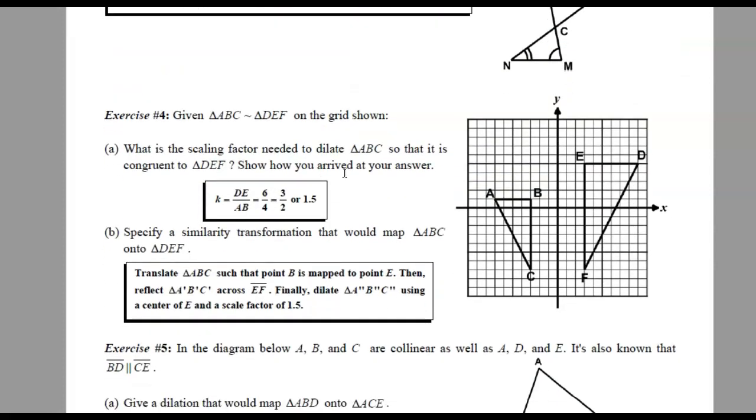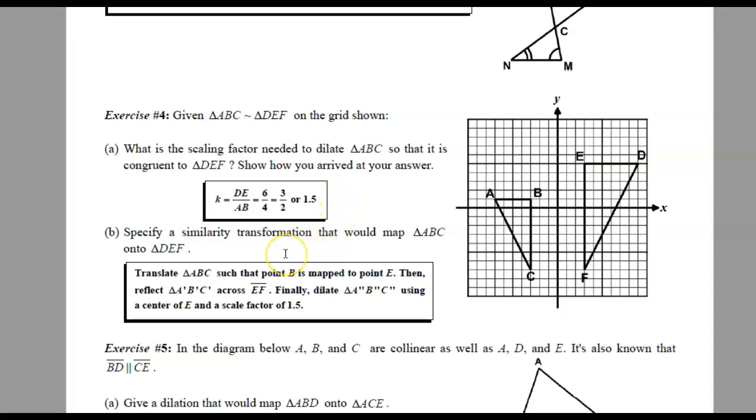All right, exercise 4, given that we have some more triangles on this grid, what's the scaling factor? So you can take any segments and divide them. It's easiest to use horizontal or vertical segments because you can just count them. DE is 6 units, AB is 4 units. So if we're dilating ABC onto DEF, then DEF is the new, ABC is the old. So we divide new by old, 6/4 is 3/2 or 1.5.